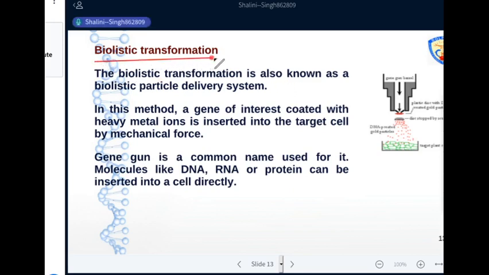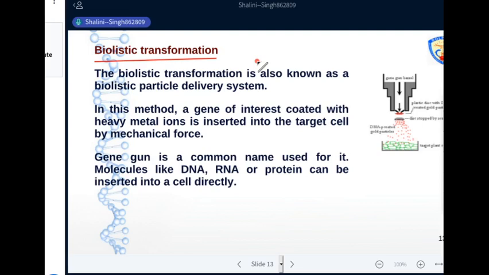Biolistic transformation, popularly known as the gene gun or particle bombardment method, is the most important and most effective direct gene transfer method which is regularly used. In this technique, particles are coated with DNA and used to transform the plant tissue. The particles are propelled at very high speed into the target plant material, where the DNA is released within a cell and integrates into the plant genome.